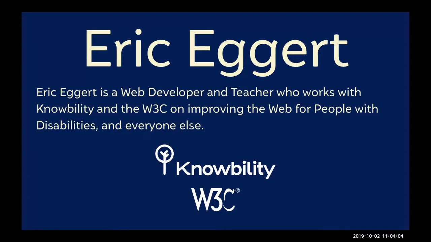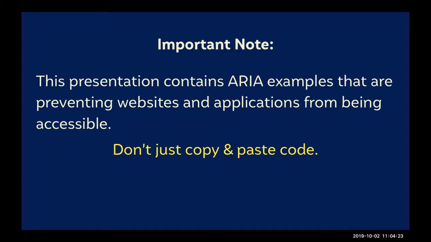This is a presentation that I like to give because it has two components in it. It's first an overview, and then we look at practical, real life examples. But because those are real life examples, I have to put a warning up first. This presentation contains ARIA examples that are preventing websites and applications from being accessible. So please don't just copy and paste the code that is in this presentation, because it breaks stuff. That's the whole point. I will do my best to describe the code examples and read them aloud. So if there is something that I need to repeat or specify, please let me know.